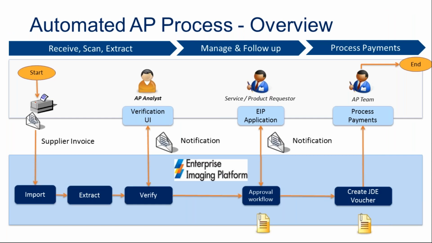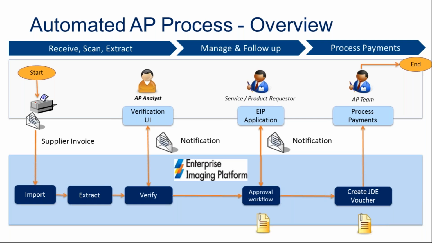Let's talk about an AP automation overview for just a moment here. There are really three major components to AP automation. You receive, scan, and extract. That's your first step. You manage and follow up for the second step, and you process the payments as the third step. So let's begin at the start.